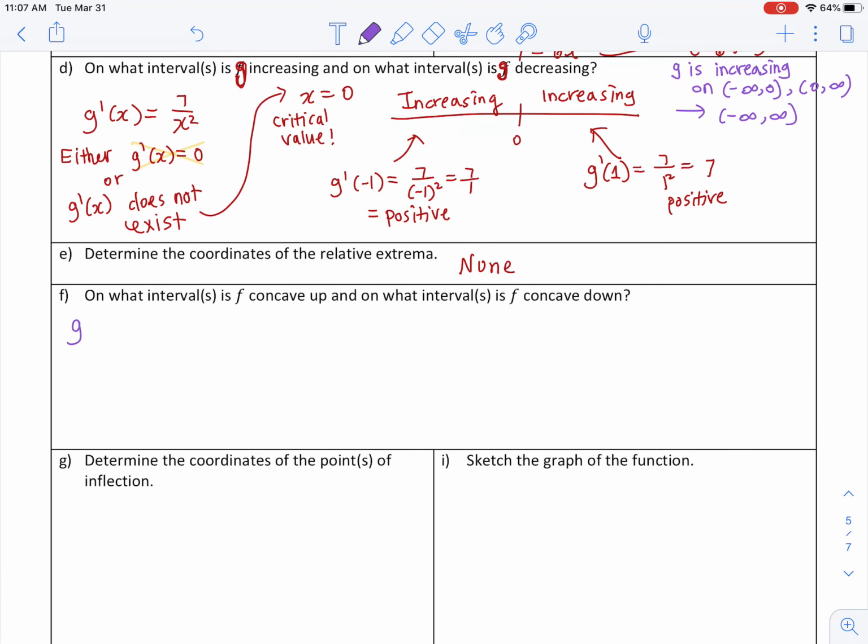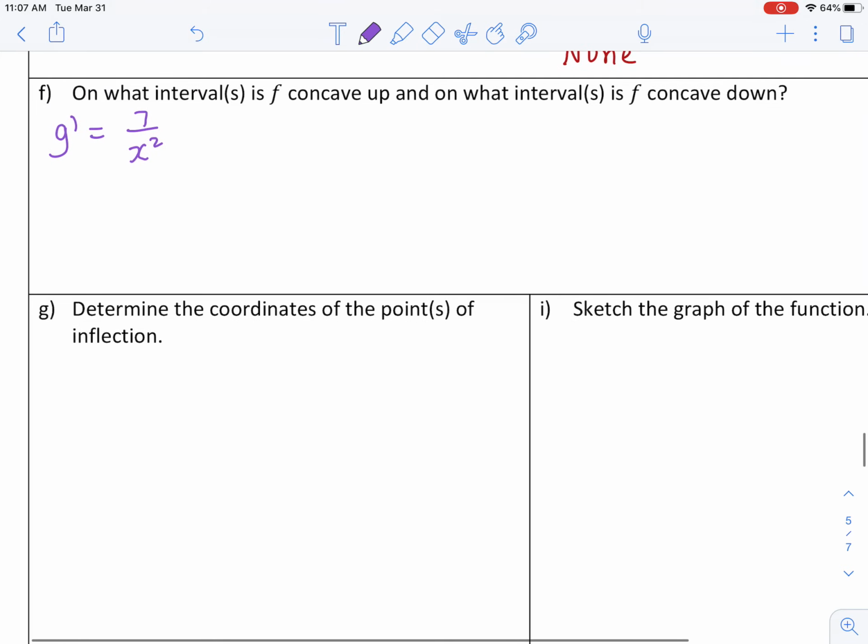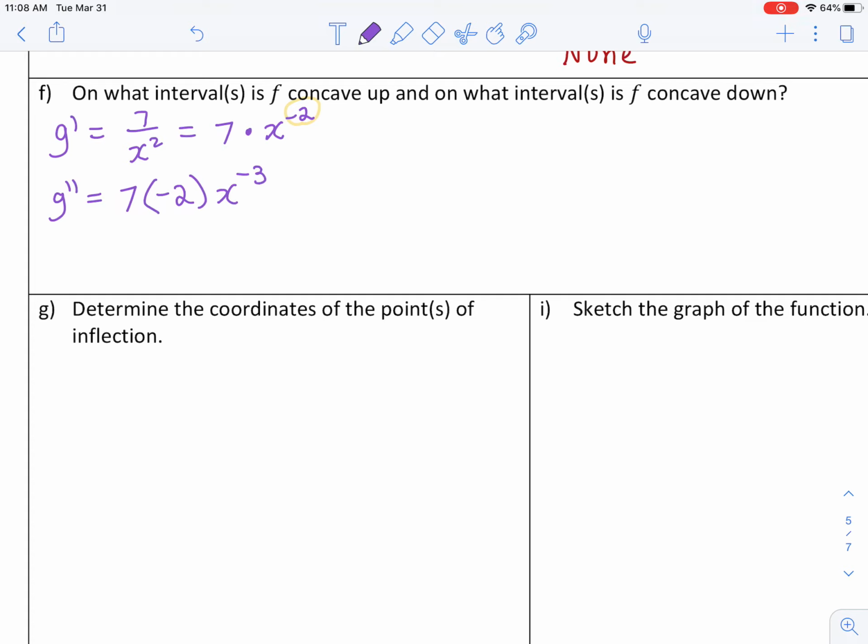All right, let's do the concavity. Now, g prime wasn't too bad at all. G prime was 7 over x squared. So for g double prime, I think I can avoid quotient rule. I can write this as 7 times x to the negative second power. Take the derivative of that: 7 times, bring down the negative 2, and make that exponent go down by 1. If you multiply your constants, g double prime is negative 14 times x to the negative third power. You can write that as negative 14 over x cubed.